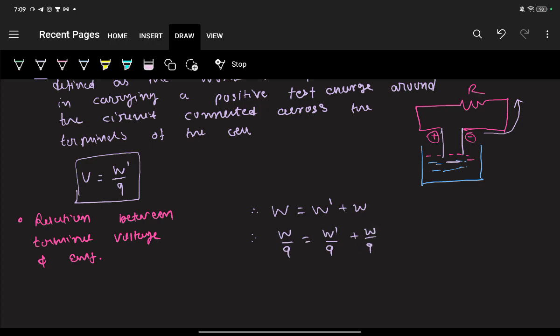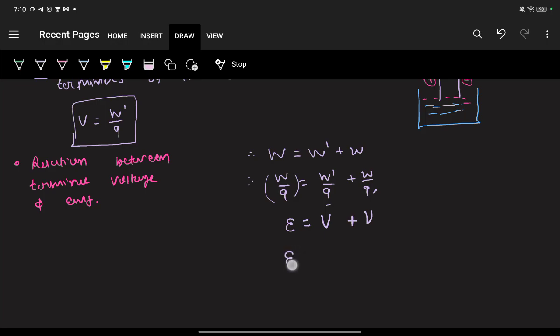then we know that this W by Q is nothing but our EMF, right? This W dash by Q is our terminal voltage, and this small w by Q is our small v, okay? Yes or no? Therefore, we can write E is equal to capital V plus small v. It can be plus v or minus v, alright?